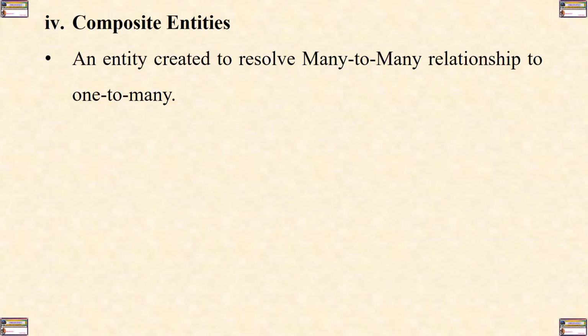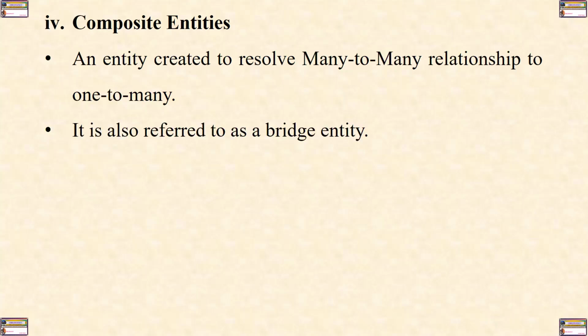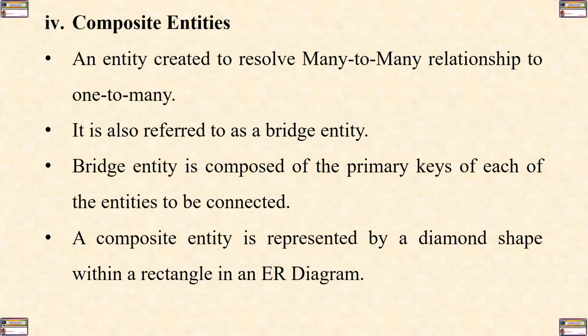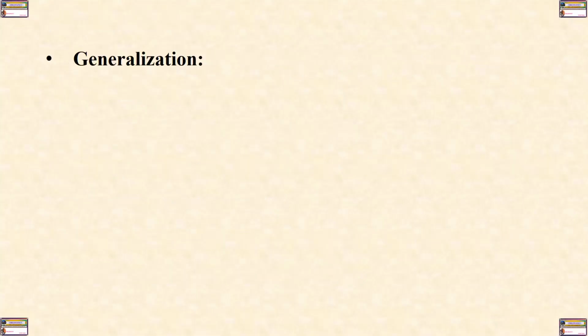The fourth type of entity is called the composite entity. This is an entity which is created to resolve many-to-many relationships into one-to-many. It is also referred to as a bridge entity. A bridge entity is composed of the primary keys of each of the entities to be connected. And a composite entity can therefore be represented by a diamond shape with a rectangle in an entity relationship diagram.